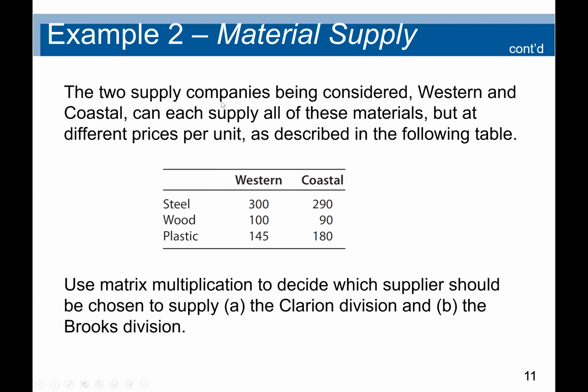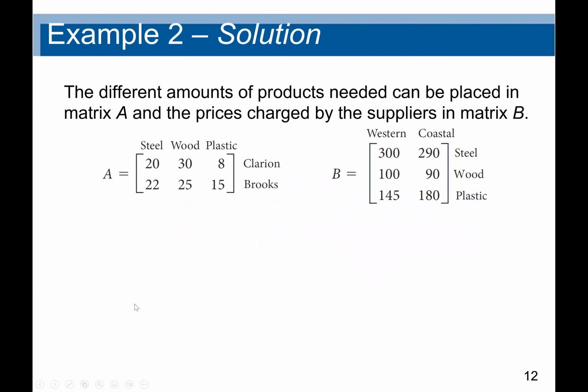Now, the 2 supply companies being considered, which are Weston and Costa, can each supply all of these materials, but at different prices per unit, as described in the table. So for steel, wood, and plastic, the Weston company has their prices at 300, 100, 145. Costa has their prices at 290, 90, and 180. Now we want to use matrix multiplication to decide which supplier should be chosen to supply A, the Clarion division, and B, the Brooks division. The lower the price of the supplier, the one we are going to choose.